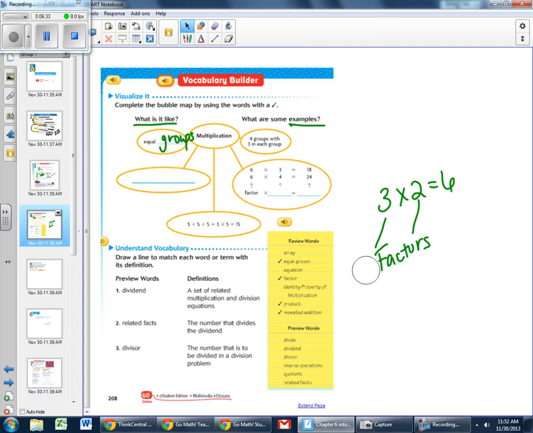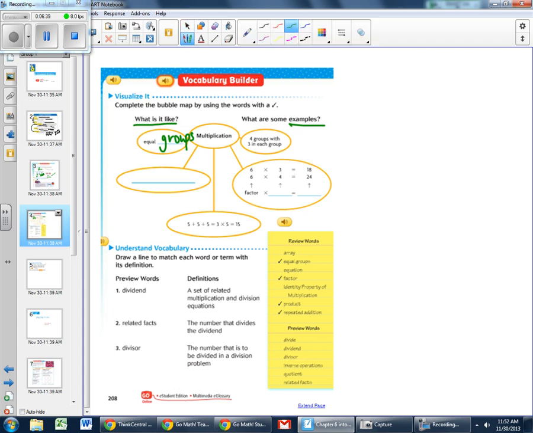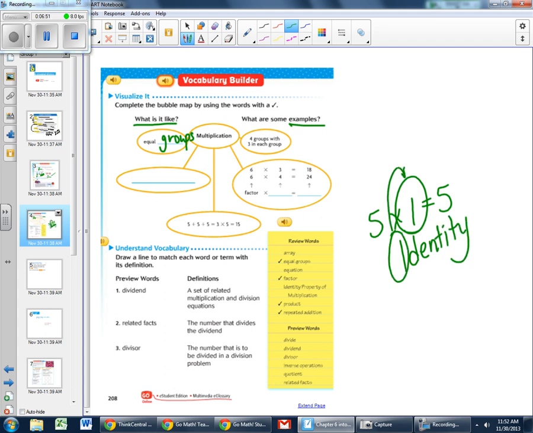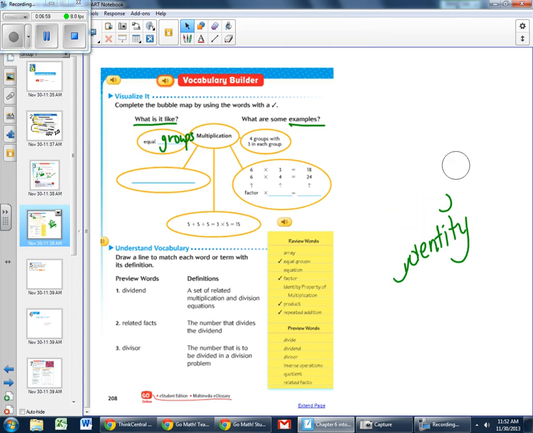Identity property of multiplication, we have talked about for the last 3 chapters. Identity property of multiplication, remember, is any number times 1 equals that number. So you can kind of think of the 1, if you write identity, these two look similar in handwriting. So anytime you see identity property of multiplication, you know that any number times 1 is that number.